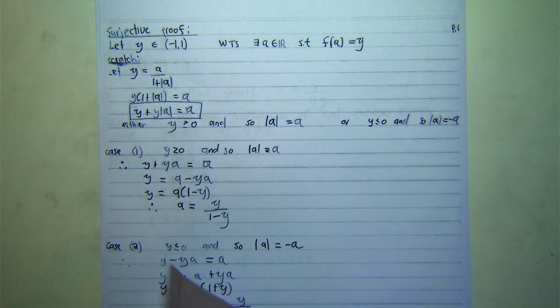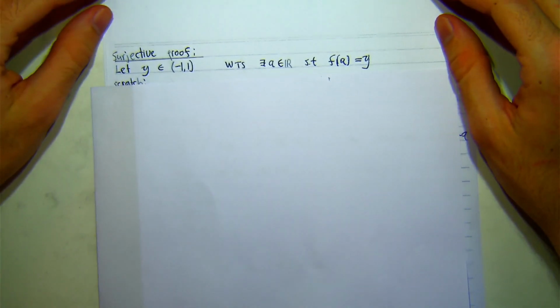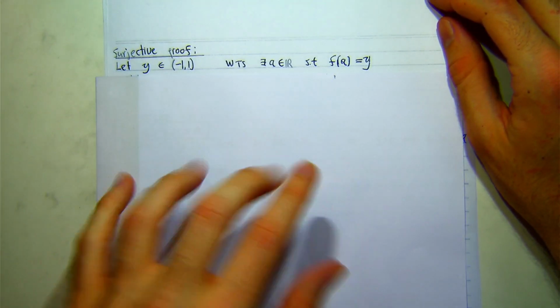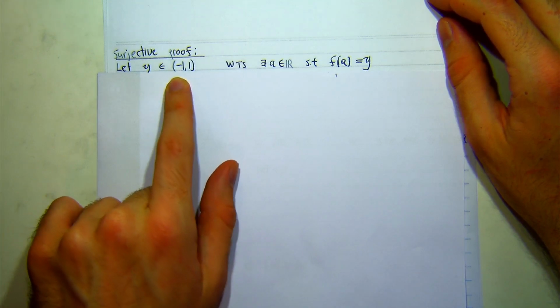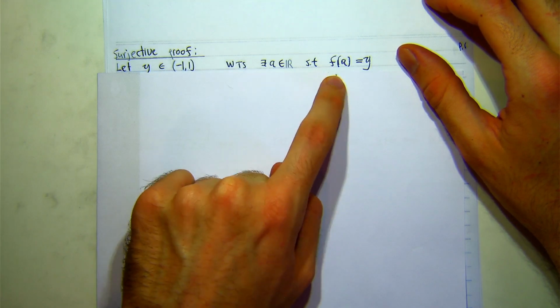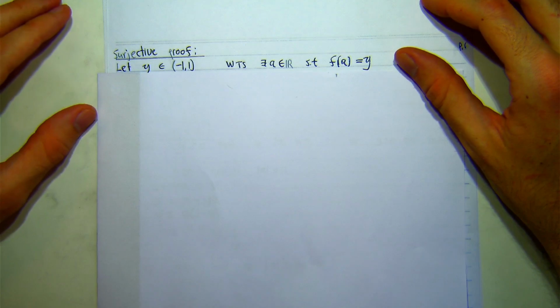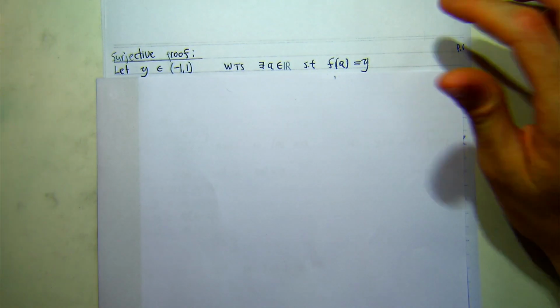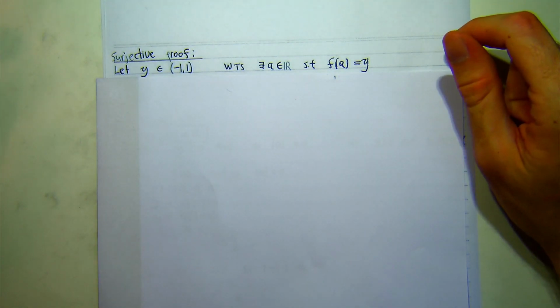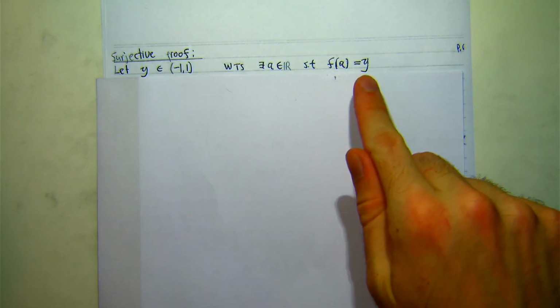Okay, surjective. This one is maybe a little bit trickier to do. So to prove that it's surjective, we have to show that for every element in the codomain, there exists some element in the domain such that f of that element is equal to y. And that is proving that every element in the codomain is being hit by something. So we can do this proof by providing the a that will hit y in the function.